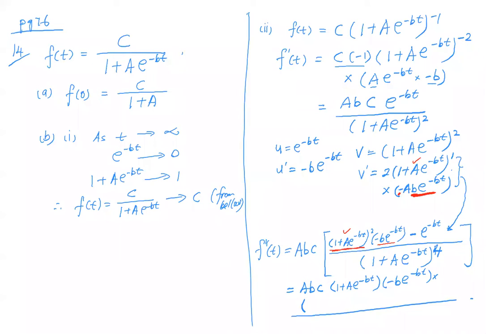Okay, so this one taken out. So this one becomes 1. So you have 1 plus a e to the power negative bt. Okay, this one taken out. There's a 2 here. And there's another term. So minus, and there's an a here. Minus 2a e to the power negative bt. Close the whole thing over 1 plus a e to the power negative bt to the power 4.